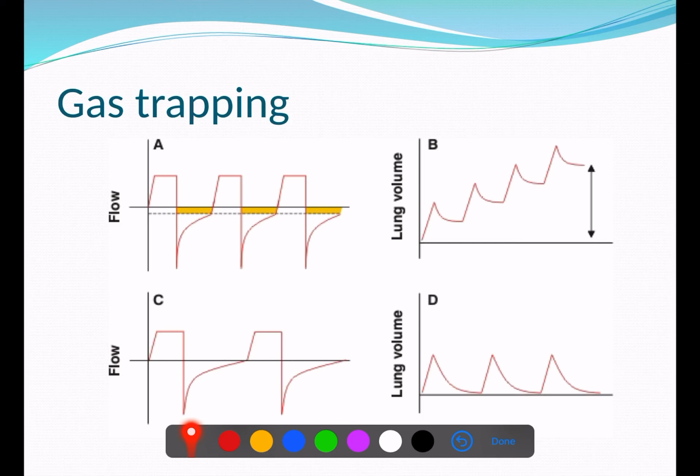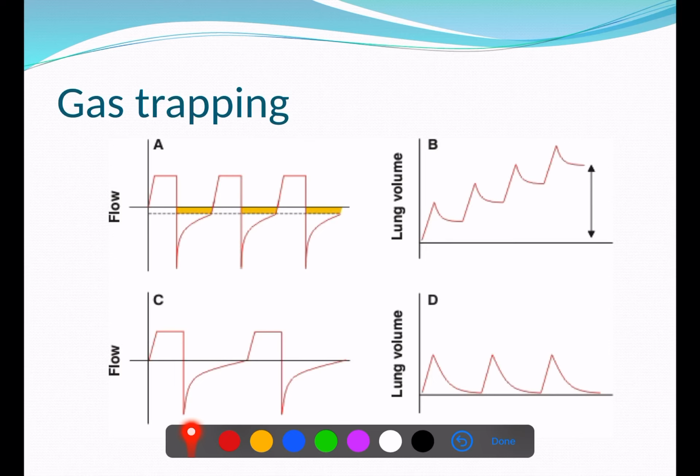What you want to do is make sure that this flow time graph during expiration comes all the way back to zero. Because what does zero flow mean? It means that all of the gas that was in the lungs has escaped all the way back out into the ventilator. And so you're not getting that cumulative accumulation of gas. You're coming back to zero each time.